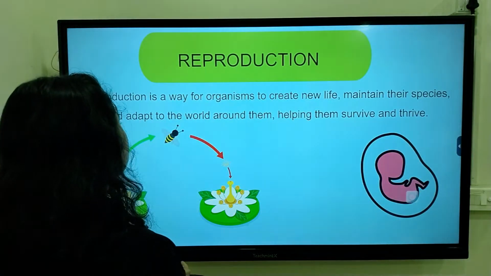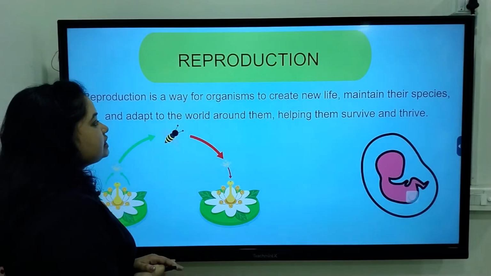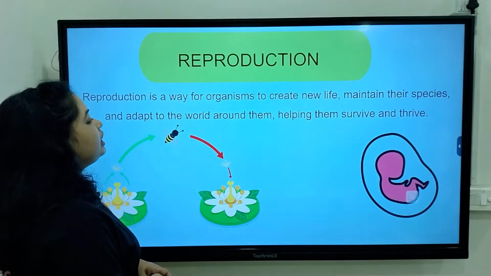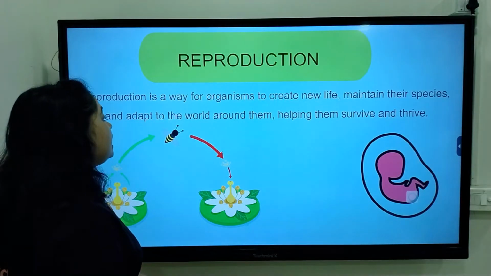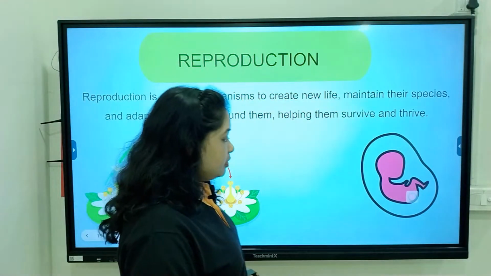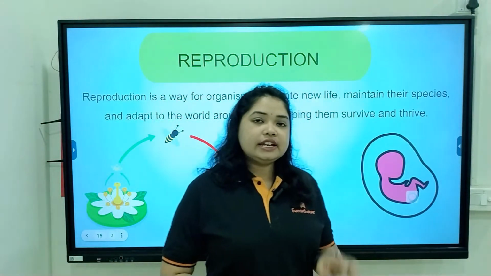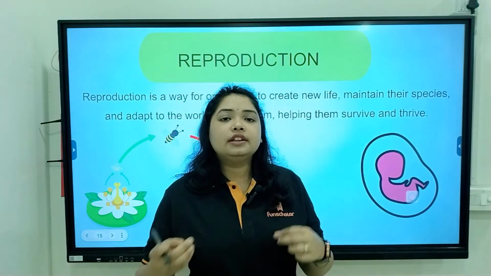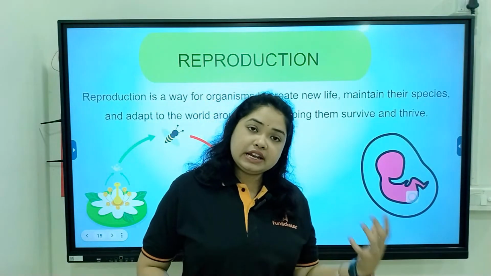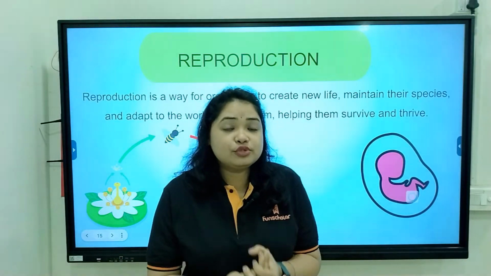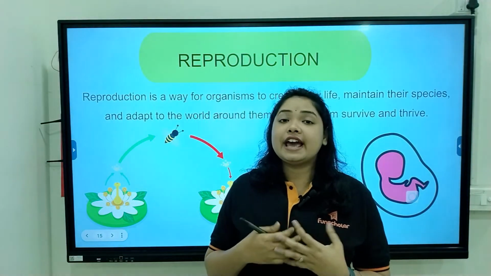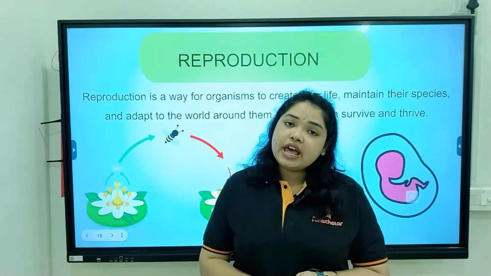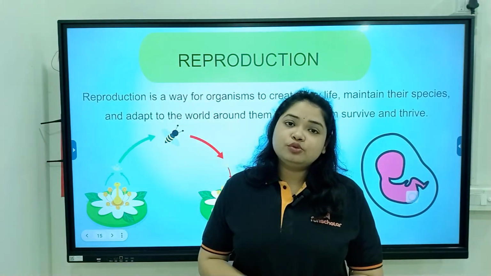Now reproduction also, as I told you, is giving birth to the young ones, and it helps to maintain their species and adapt to the world. That means, mostly in the case of sexual reproduction, two different gametes, the male gamete and the female gamete, will fuse together to form the zygote. That zygote will further divide, form an embryo, and that will give rise to the adult species.